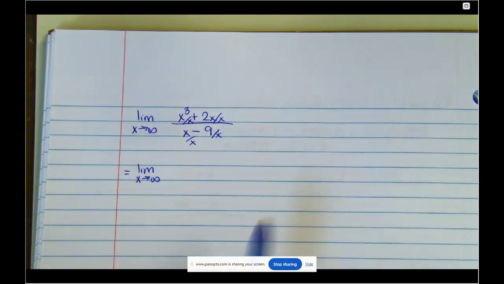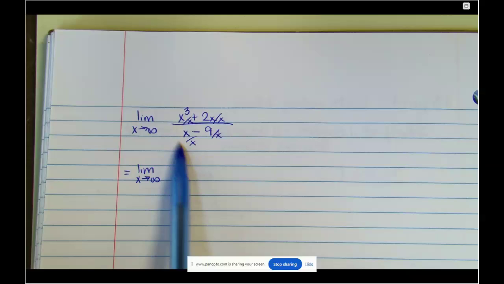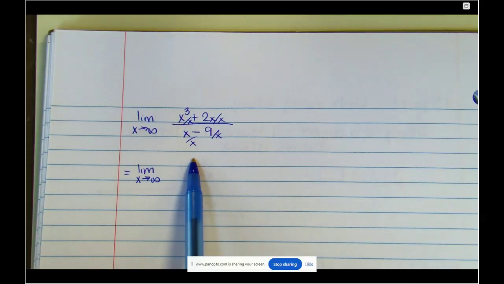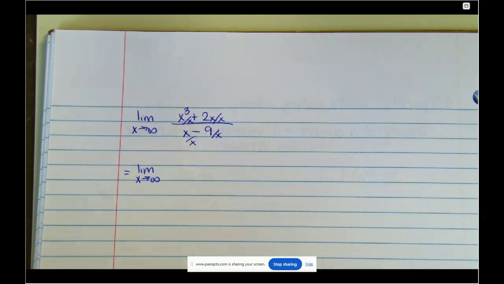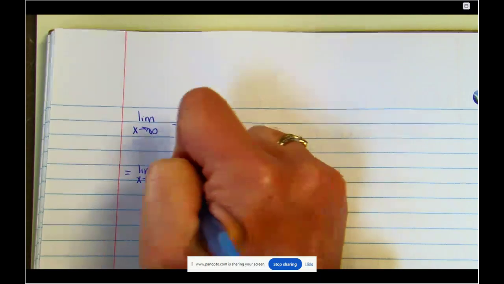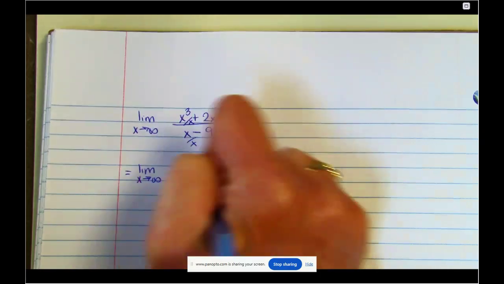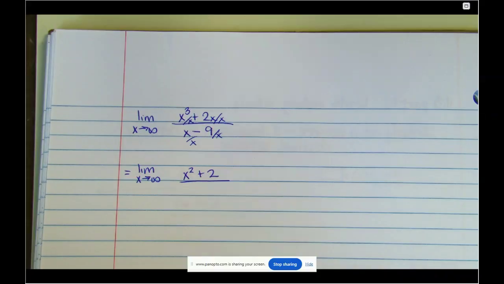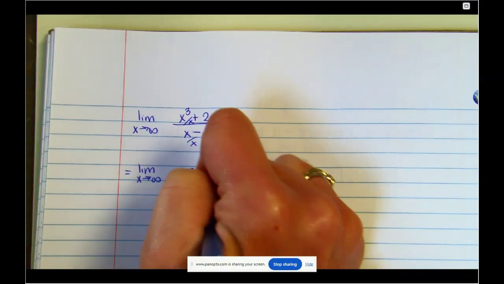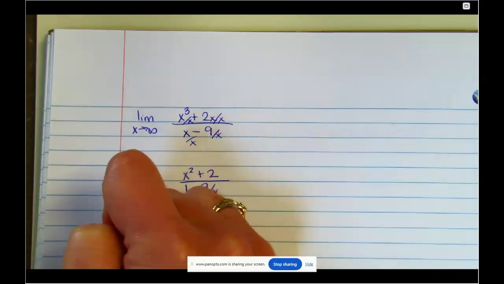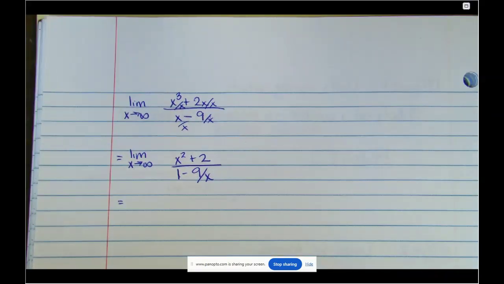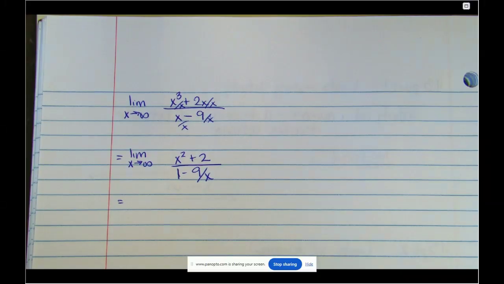The reason that we do that, mathematically speaking, is because that will always give us a number here, and then we will no longer have an infinity on the bottom. If you look back at your notes, we're always creating a number in there. So what's the top simplify to? Yep, x squared plus 2. The bottom is 1 minus 9 over x. Okay, now you're going to plug in your infinity. And what do you get? Infinity over 1.